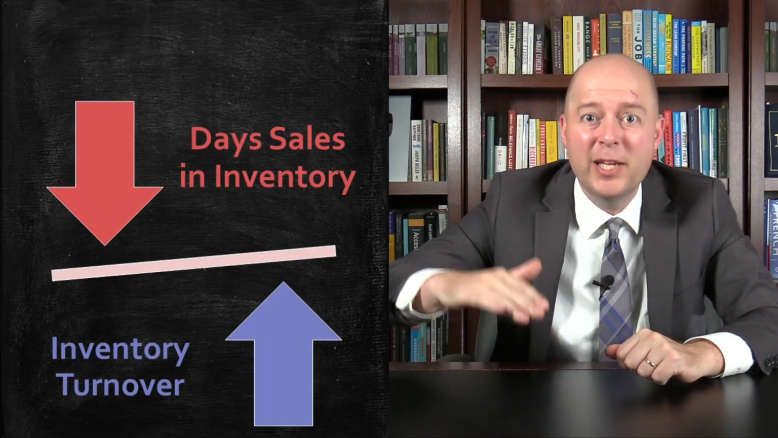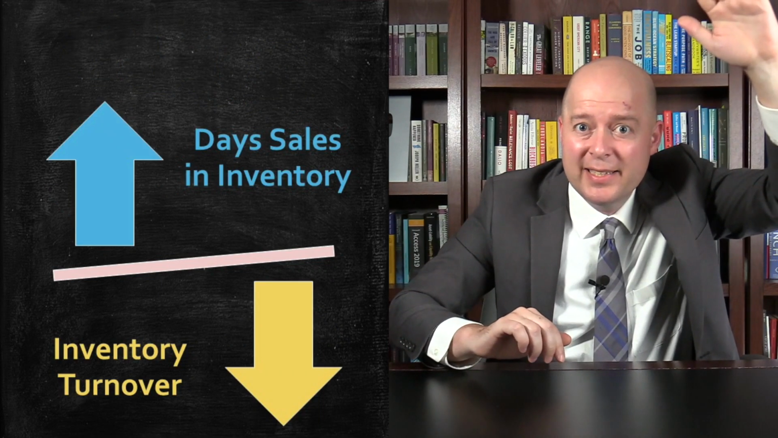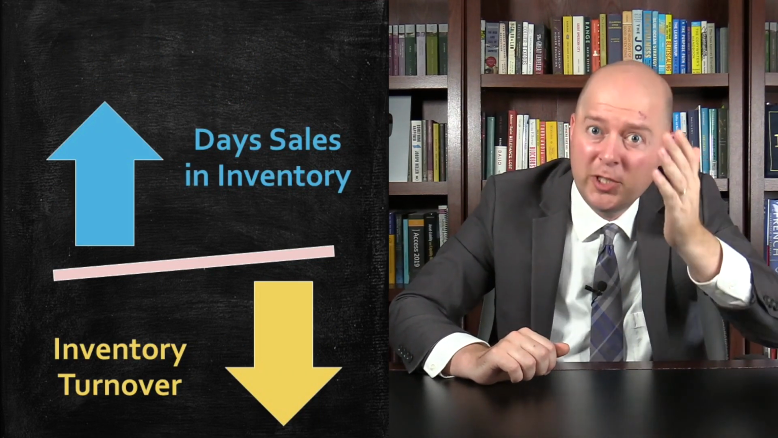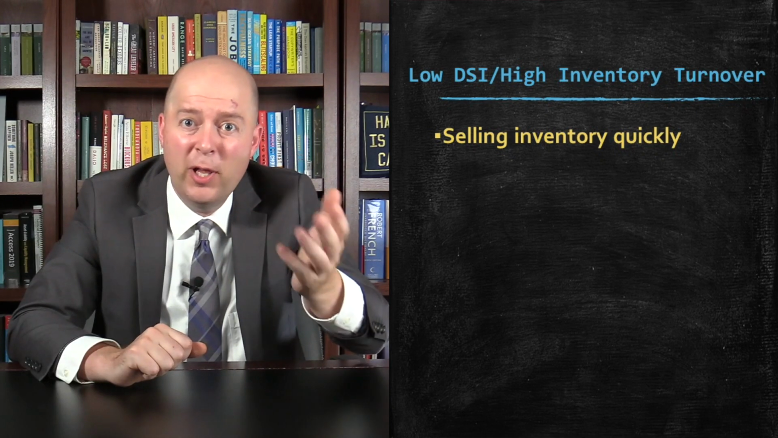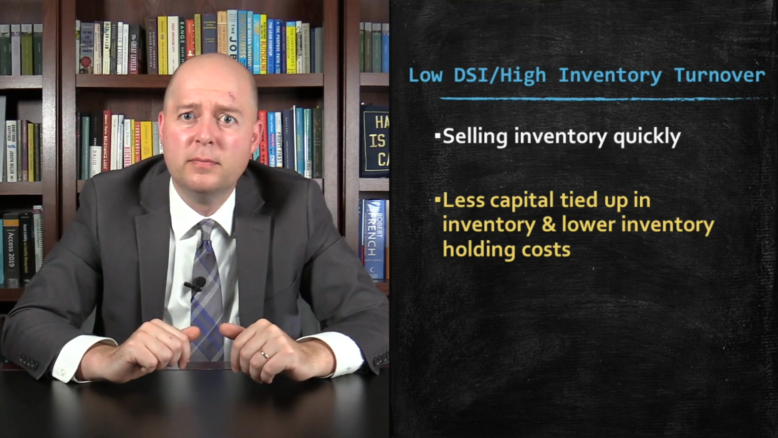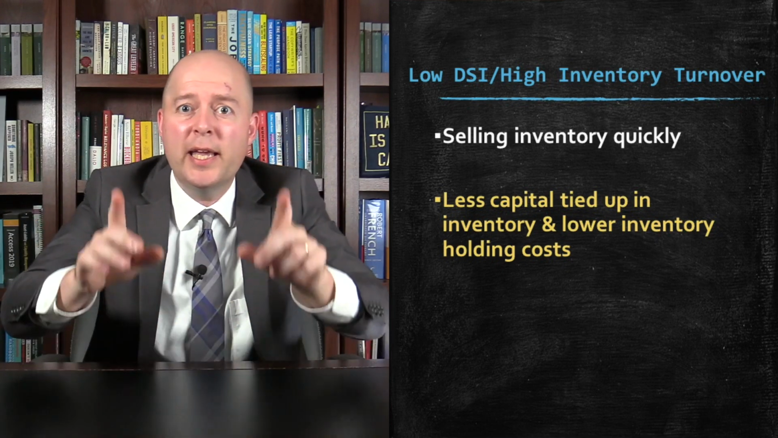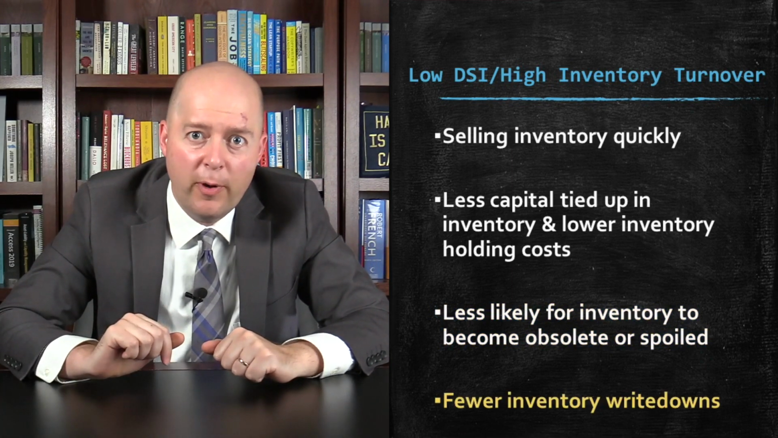Note that DSI is inversely related to inventory turnover. A low DSI means high inventory turnover, which is good for the company. But a high DSI means low inventory turnover, which is bad for the company. A company wants a low DSI or high inventory turnover because that means it's selling its inventory quickly. The company will have less capital tied up in inventory and lower inventory holding costs. And because inventory is moving so quickly, it's less likely to become obsolete or spoiled, which means fewer inventory write-downs.